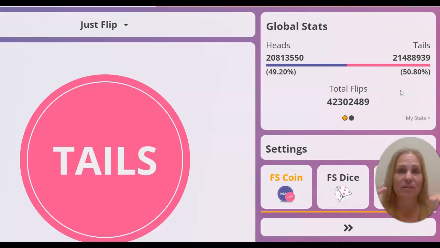So right now, heads is a little lower than tails. Sometimes they'll be really close to 50-50. Other times, maybe the heads would come out a little bit higher than the tails, right? It kind of teeters back and forth, but it stays really close to that 50-50 mark because there's been so many coin flips. All right, so back to our question.